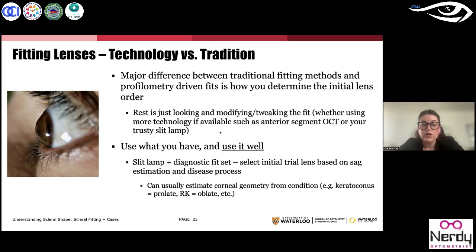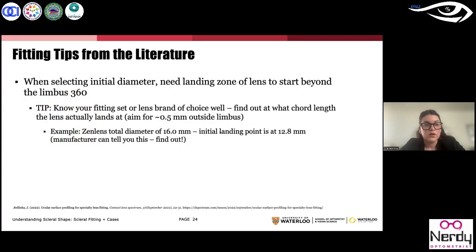You can usually estimate the corneal geometry from the condition. Most of us would know keratoconus, we want a more prolate, higher sag lens, versus if the patient had RK, a more oblate shape. So I have some fitting tips that hopefully you'll find helpful from the literature.